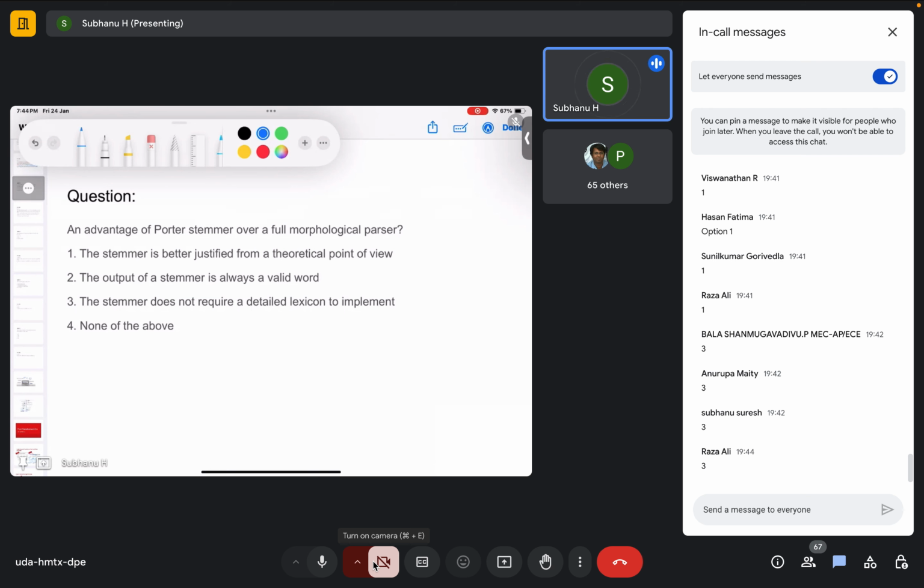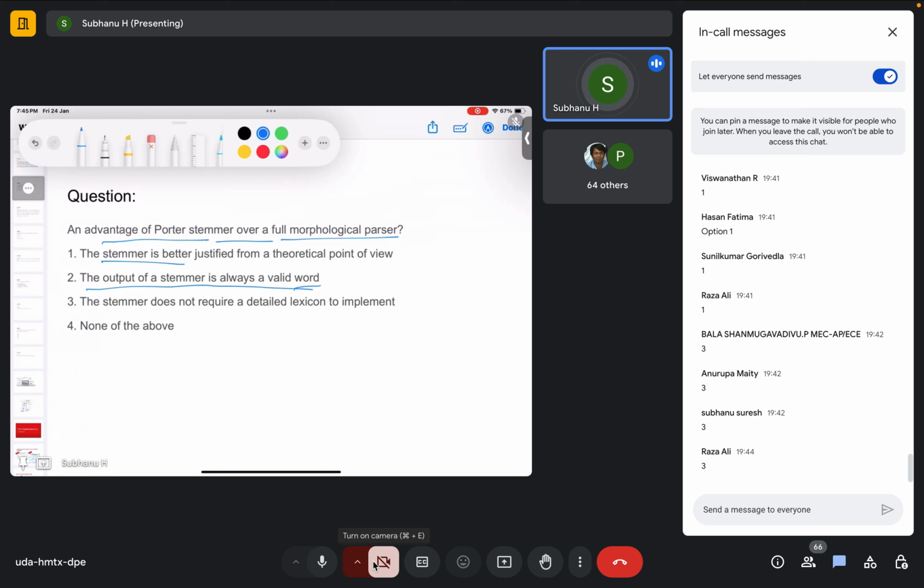Okay, so let's solve this. The question is: an advantage of the Porter stemmer over a full morphological parser. First of all, what is the Porter stemmer? The stemmer is better justified from a theoretical point of view. Which one is correct? Basically, the output of a stemmer is always a valid word.